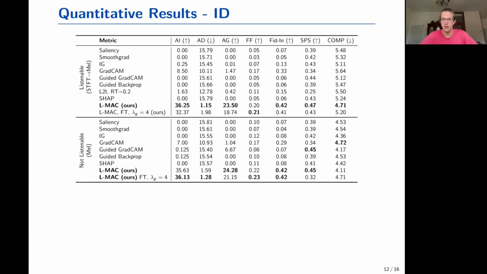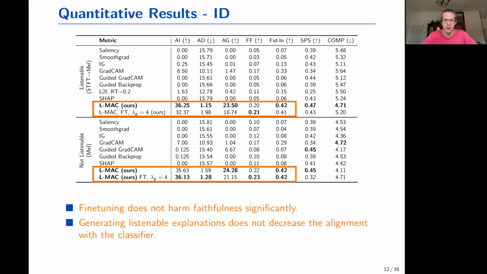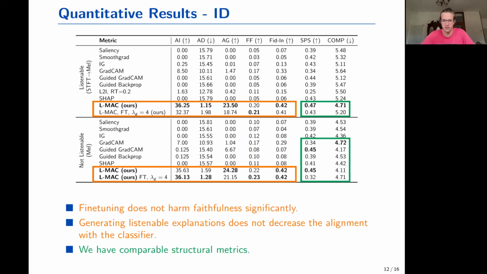What we observe numerically from the in-domain setting is that LMAC is state-of-the-art in terms of faithfulness metrics, that fine-tuning is not harming faithfulness significantly, and that generating listenable explanations does not decrease the alignment with the classifier. That is to say that you can work in the listenable domain, so using STFT and the deterministic transform, or directly on MEL, and you will achieve similar numbers in terms of faithfulness metrics. Finally, we're also better or comparable with the baselines in terms of structural metrics.